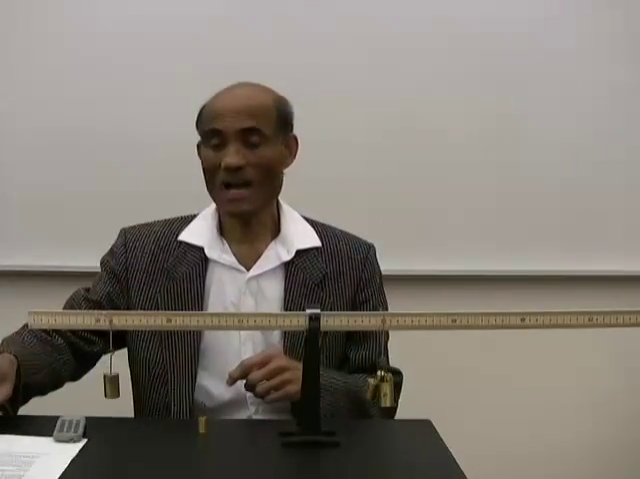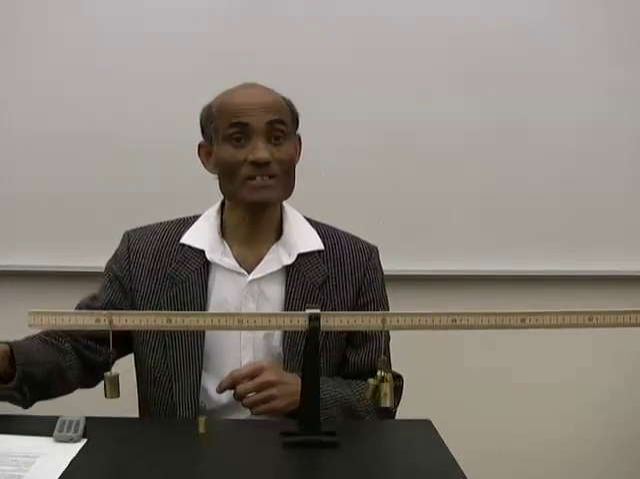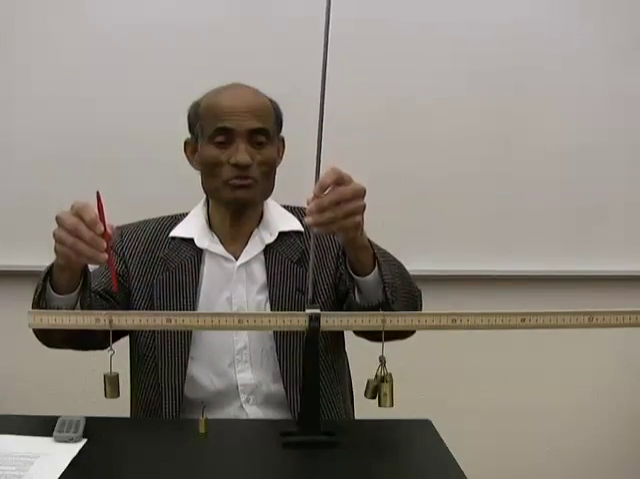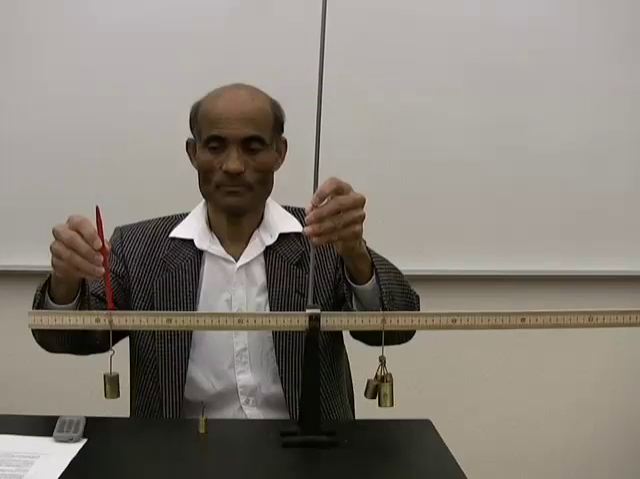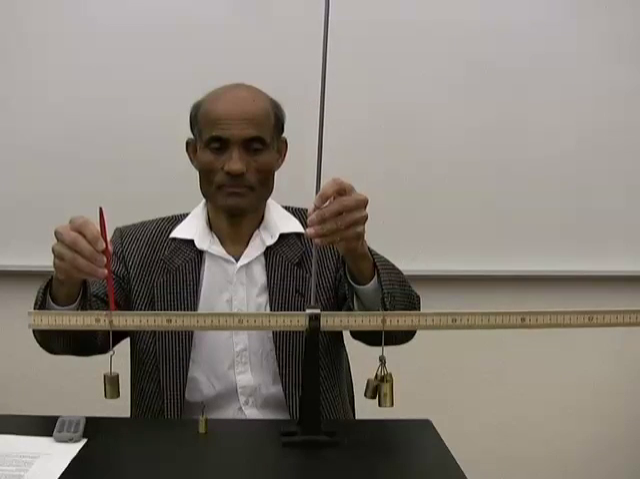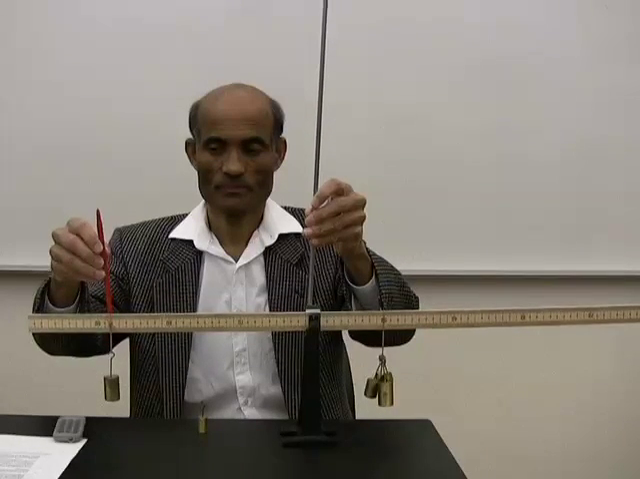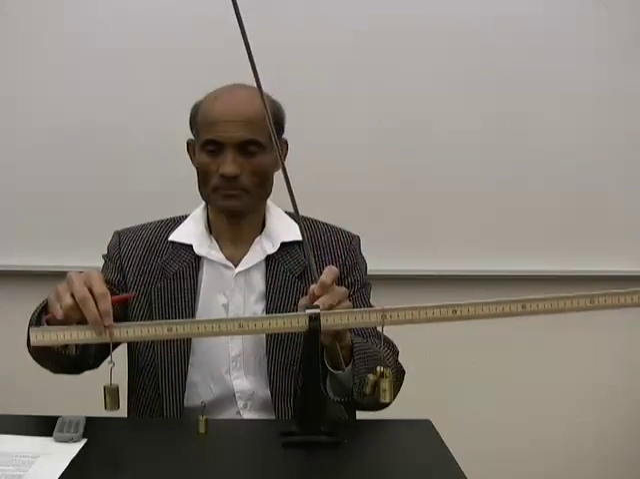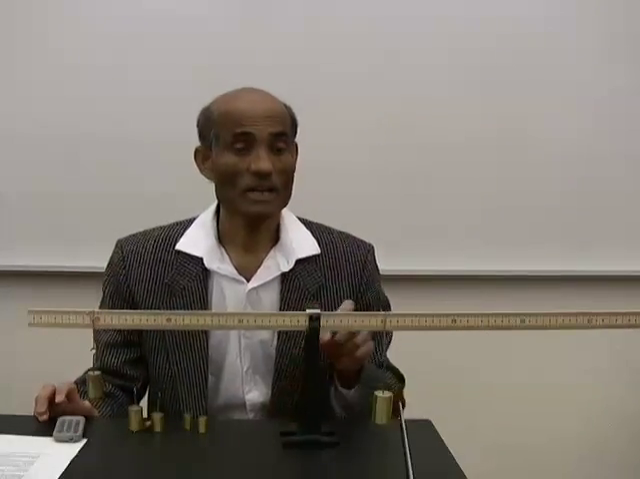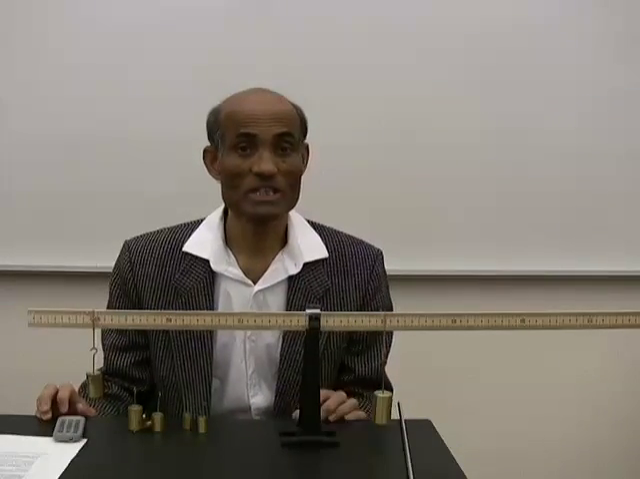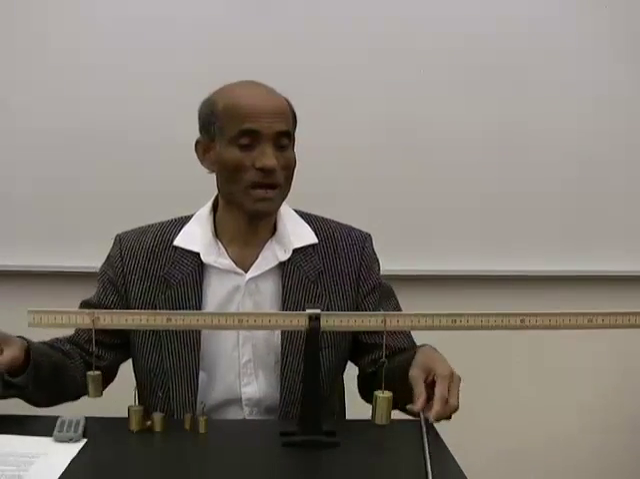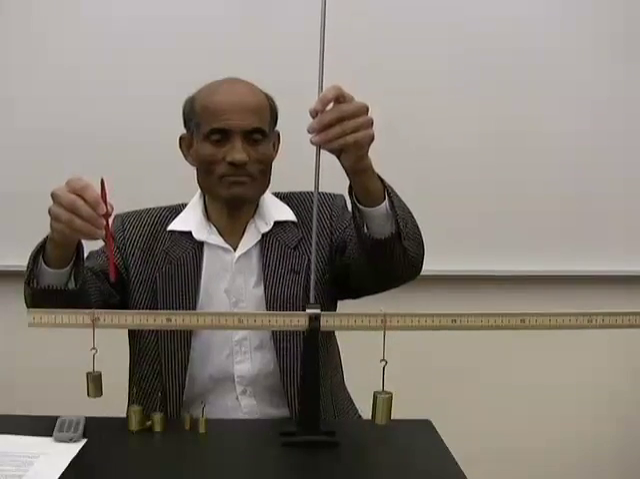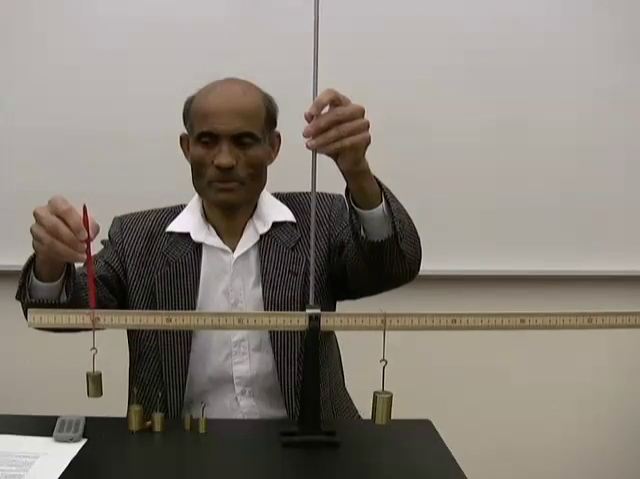The mass now is 180 gram, and measure the new x value. Finally, the mass at the center of gravity is 200 gram, and measure the new x value. There we are.